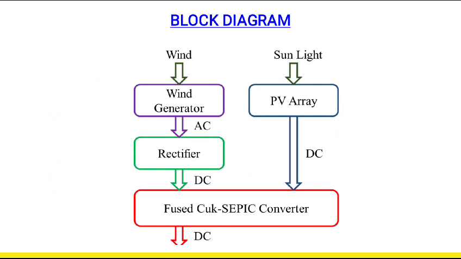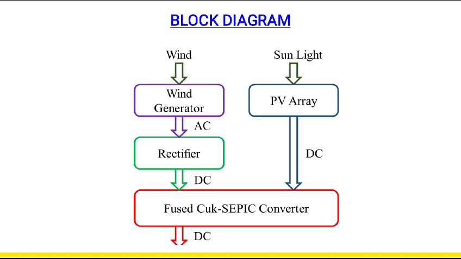This is the block diagram of CUK-SEPIC hybrid converter. We can see that in this we can use different energy sources like wind, sunlight, etc. In this we use wind and solar energy. This wind energy is converted into alternating current by using a wind generator. The output of wind generator is AC, so a rectifier is used to convert AC to DC.